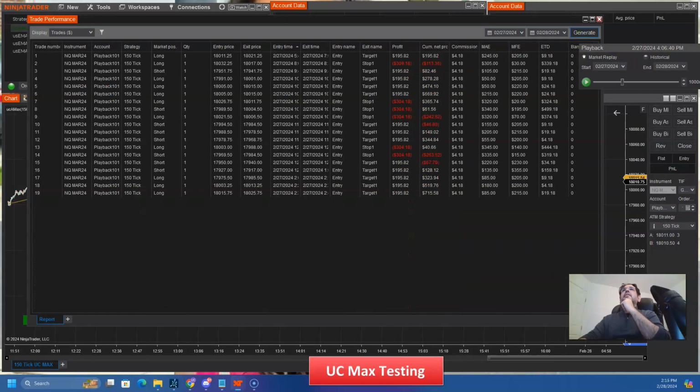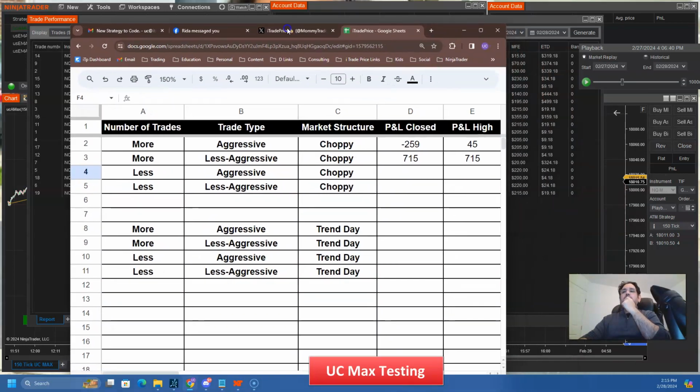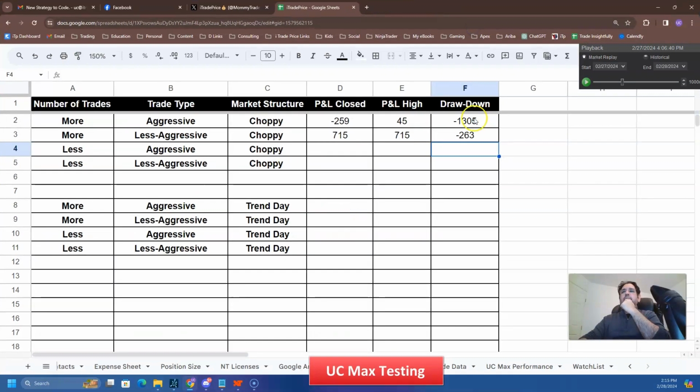So we ended the day at 715, right? The high of the day was also 715. Okay, that's good. And the drawdown we saw was minus 263. So here we are right now. Okay, I'm gonna keep going.